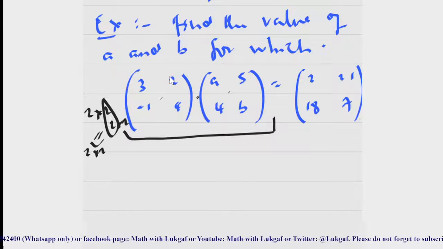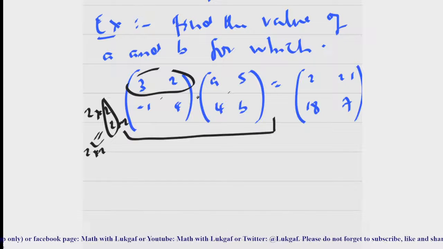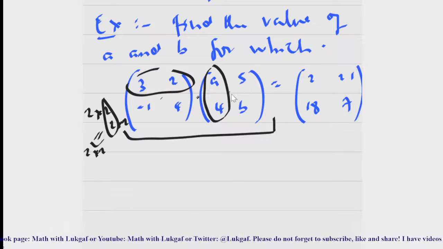Okay, now let us multiply row by columns. And don't forget, if you are multiplying row by columns, then you multiply the first element here with the first element here plus the second element times the second element. So, this one will now give me what?